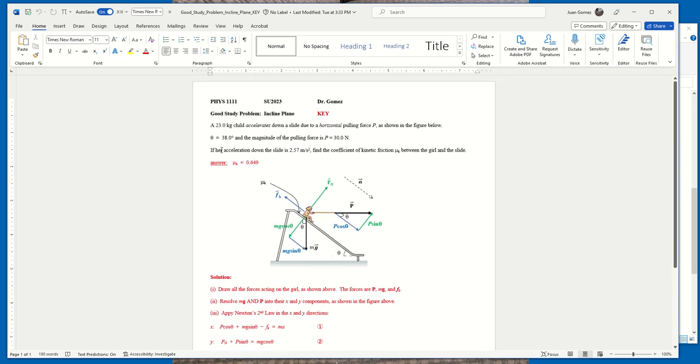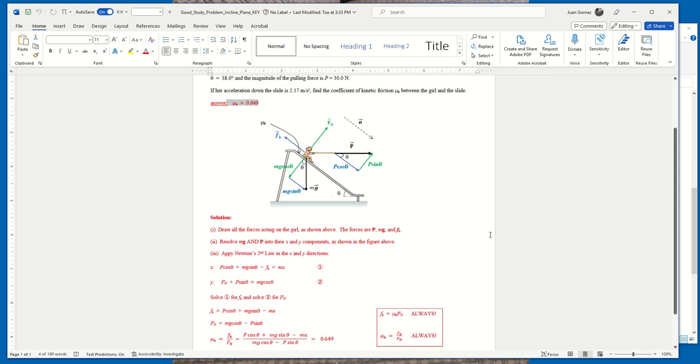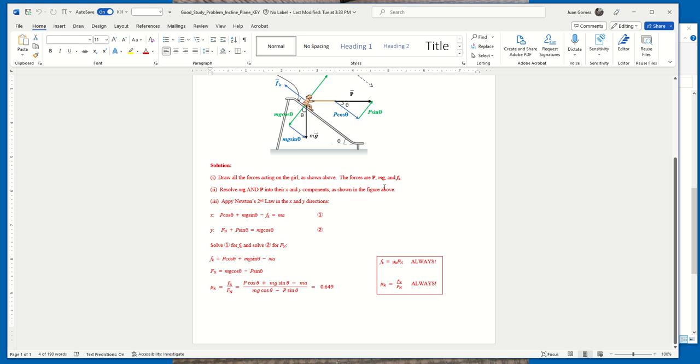Okay, now remember, what is the problem asking for? We need to get the numerical value of mu k. Well, this comes in handy. Look at it in the box here. Whether it's static or kinetic, fk is always equal to mu k Fn. Remember, Fn depends on the geometry of the problem, but this never changes. Fk is equal to mu k Fn. That means that always mu k is equal to fk over Fn. That's never going to change. Again, Fn depends on the geometry; here, we know Fn is mg cosine theta minus P sine theta. It depends on the geometry of the problem and how many forces you have.